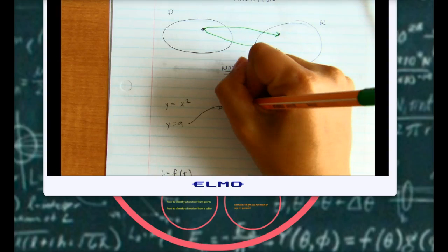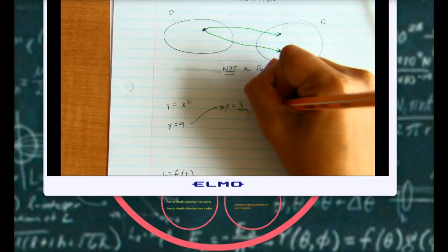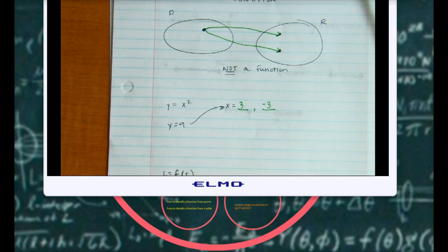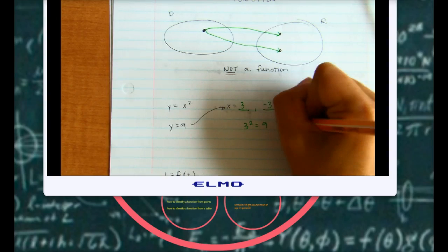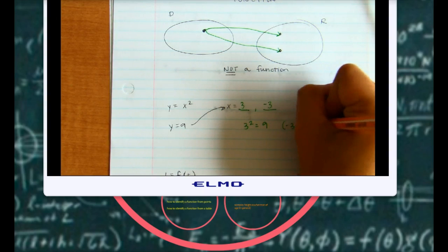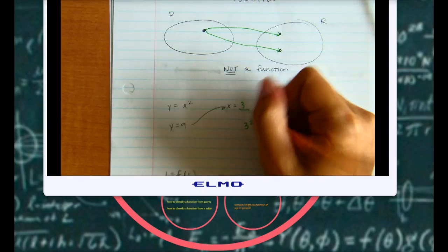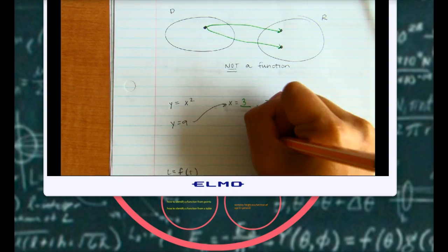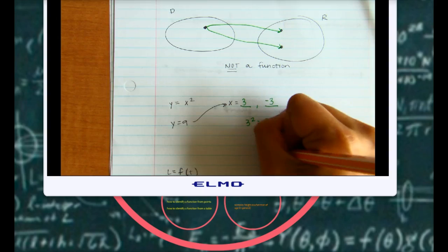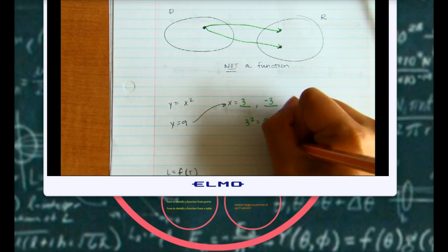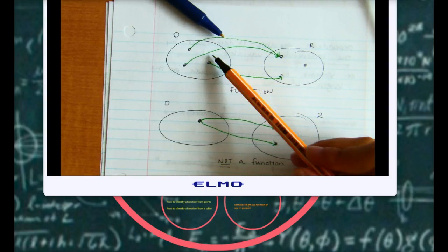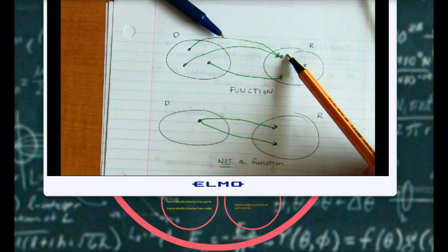If you answered 3 and -3, you are correct. I can plug in 3 squared, which gives me 9, and -3 squared will also give me 9. So my inputs are 3 and -3, and my outputs are just 9. They'll both go to 9. And that's like this example up here where I've got two different inputs going to just one output.